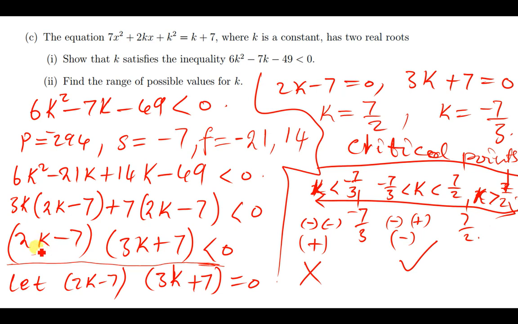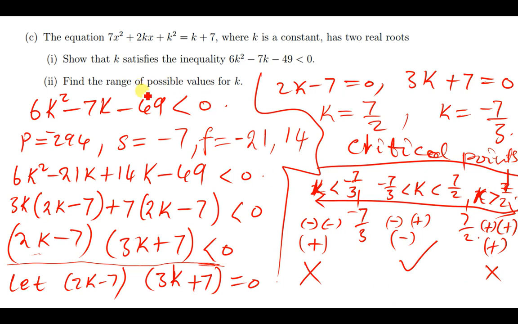So we're going to have 2 times 5, the answer will be 10. 10 minus 7 will be 3, a positive number. So I'm going to have a positive there. And 3 times 5 is 15, plus 7 is 22, which is also a positive number. So positive times positive, we're getting a positive. Is a positive number less than 0? The answer is no. So this part is also disqualified.